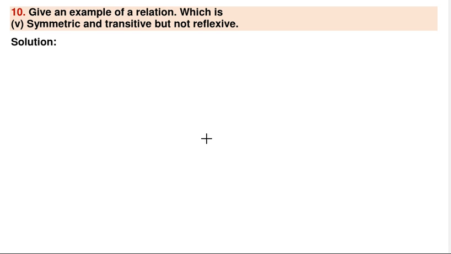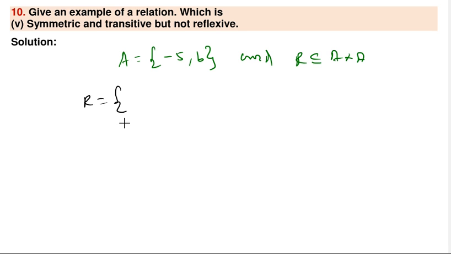We move to the next question, the same question and subdivision 5. We have to show that it is symmetric and transitive but not reflexive. So with the help of an example, A is a set with two elements, minus 5 comma 6, and the relation R is a subset of A cross A.